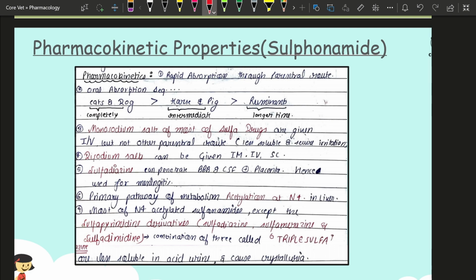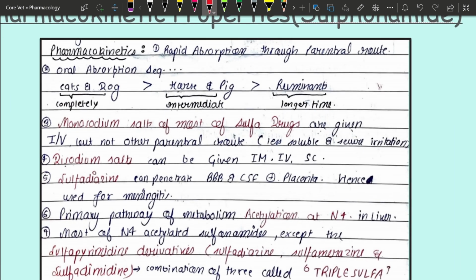If we talk about the sequence of oral absorption, the cat and the dog completely absorb the particular sulfonamide. Horse and pig absorb the sulfonamide intermediately. In the ruminants, it takes a longer time to absorb the sulfonamide drugs if we give them through the oral route. There is rapid absorption through the parenteral route, but in the ruminants, it will be slower absorption, taking longer due to the presence of the microflora in the rumen.